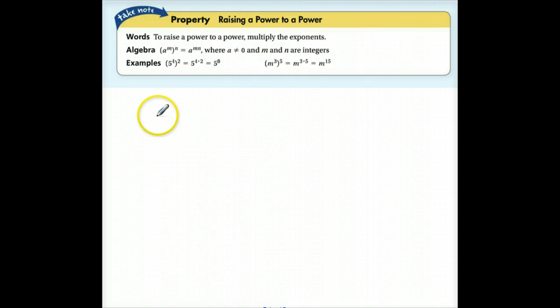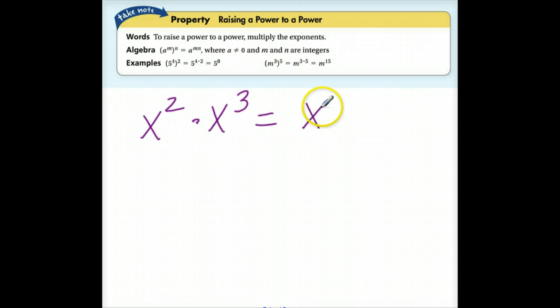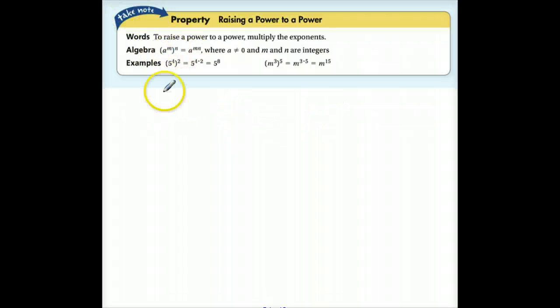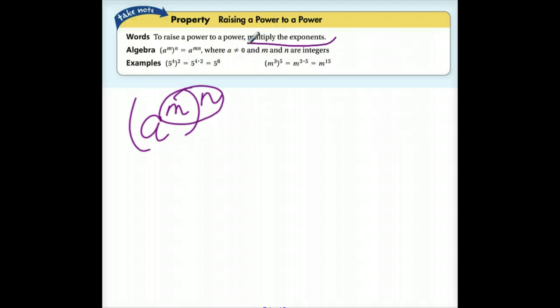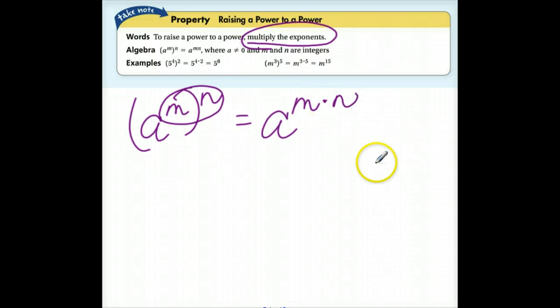So in the last lesson, we learned that if we have the same base and we're being multiplied, we can keep the base and just add the exponents. So this would be x to the fifth. Well, in this property, when you have a power, let's say a to the m, and that power is raised to another power, we can just multiply the exponents. So this would be a raised to the m times n. So don't add, but multiply.